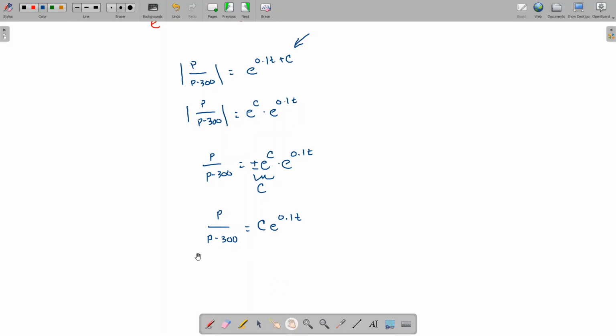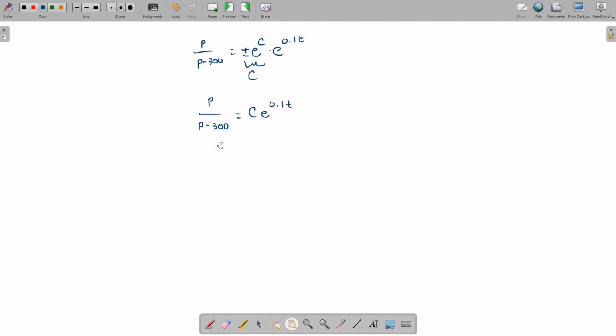Okay, so now the next thing is not a step that would have to be done, but if we're going to make this solution match what's in the book, then what I want to do is take the reciprocal of this side. So if I take the reciprocal of that, it'd be p minus 300 over p. I have to take the reciprocal of that side, so it would be 1 over c e to the 0.1t. But I don't really like the way that's written, so I could write this as 1 over c e to the negative 0.1t. This is down in the denominator, so if I just want to bring it back up, I put a negative in the exponent.